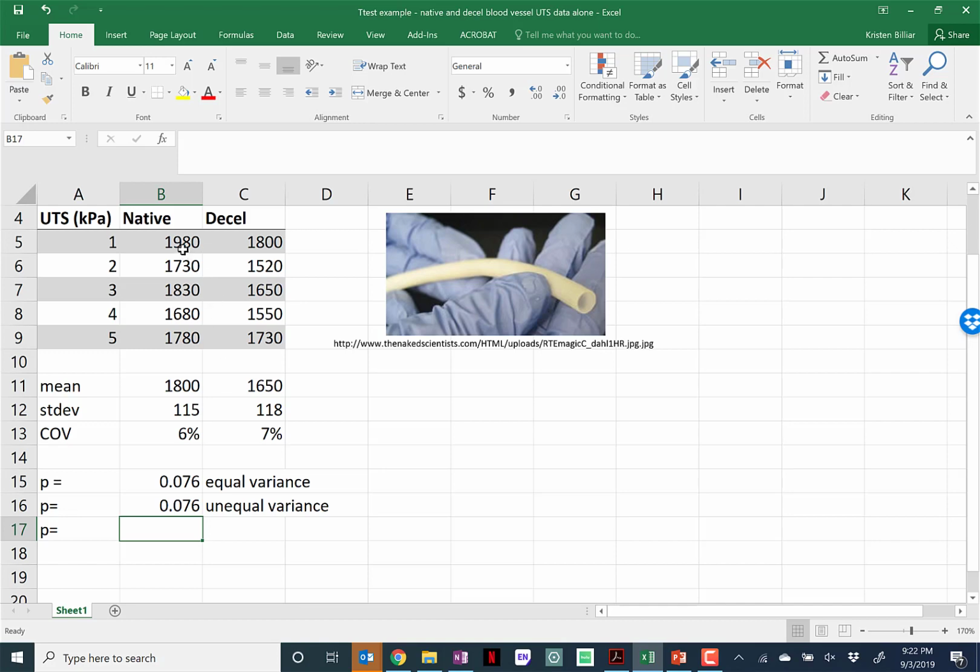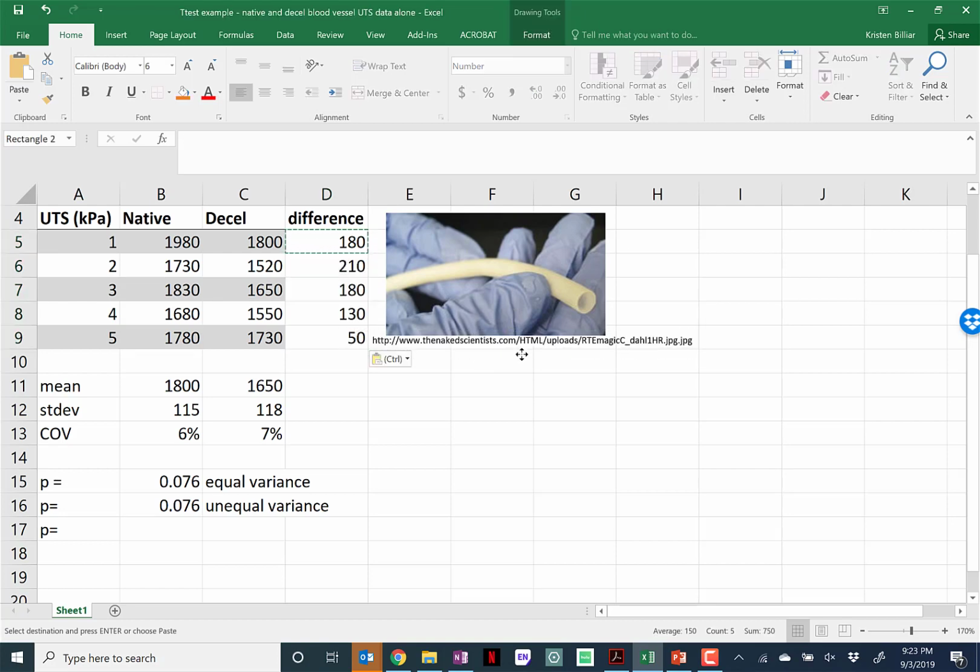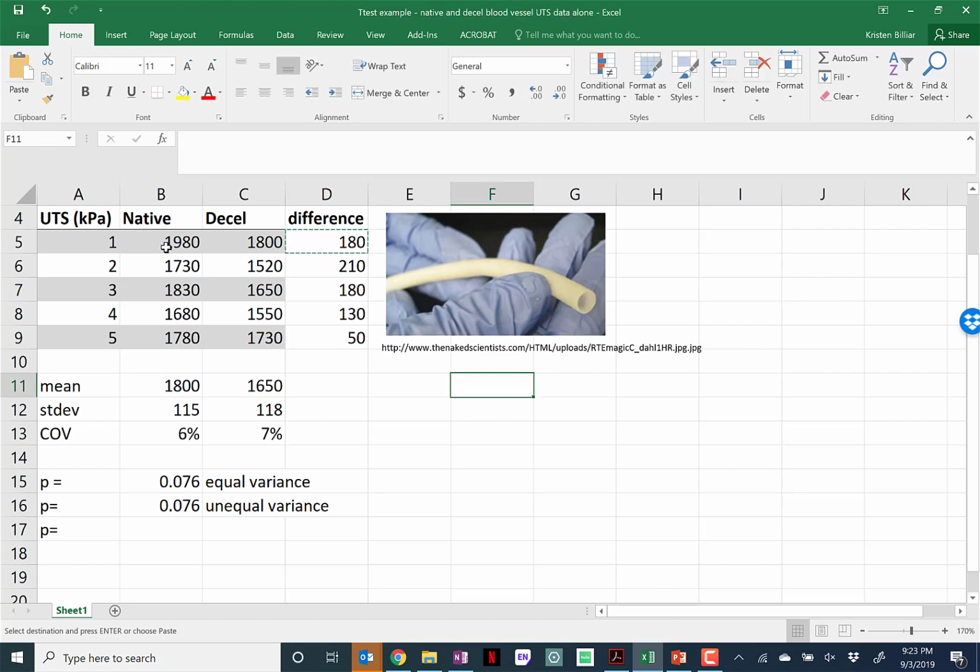But if we instead knew that the native sample was tested and then it was decellularized and tested again, let's say we had a tissue, a blood vessel, and we cut it in half and we tested half native and then we decellularized it and tested the other half, and it goes down a little bit, you can see the difference. I'm going to copy that. So now you can see that all the differences are positive. It never got stronger with decellularization. I subtracted decellularized from native, and they were pretty similar except for this 51.